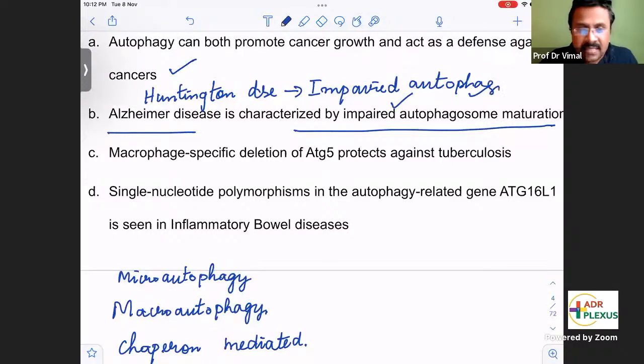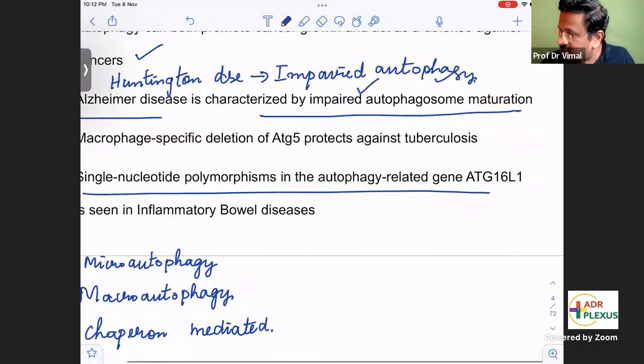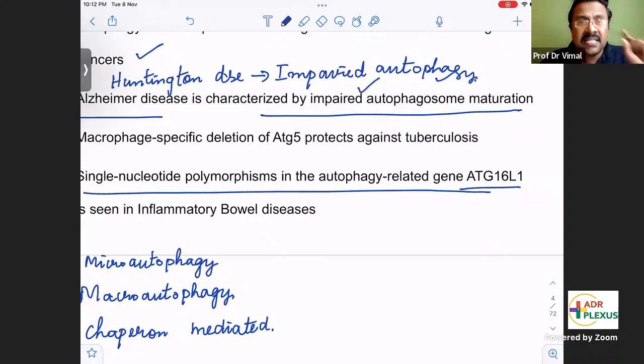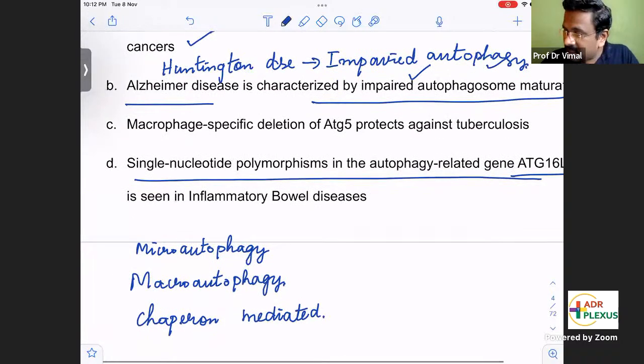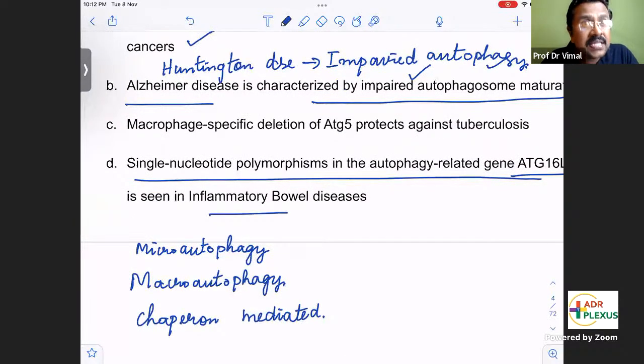And the single nucleotide polymorphism in the autophagy-related gene, remember this gene ATG16L1, is seen in both ulcerative colitis as well as Crohn's disease.